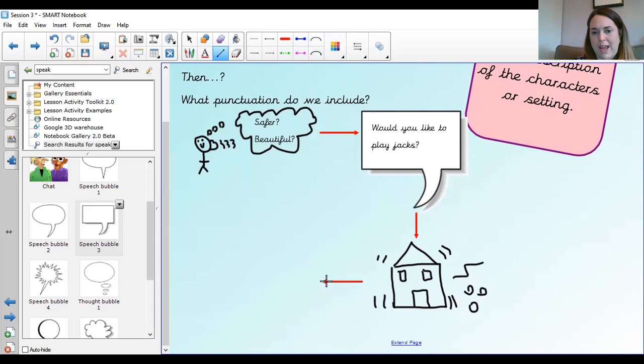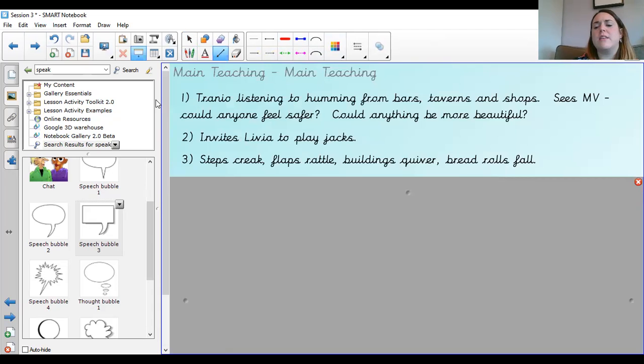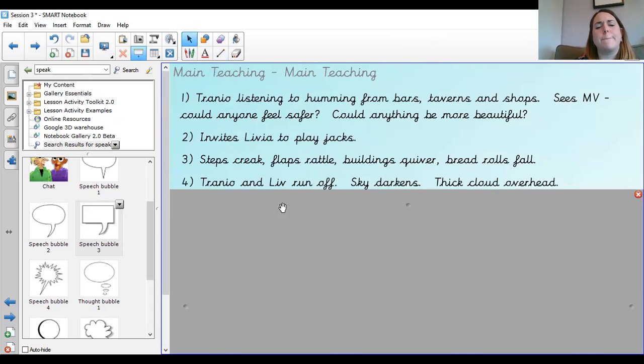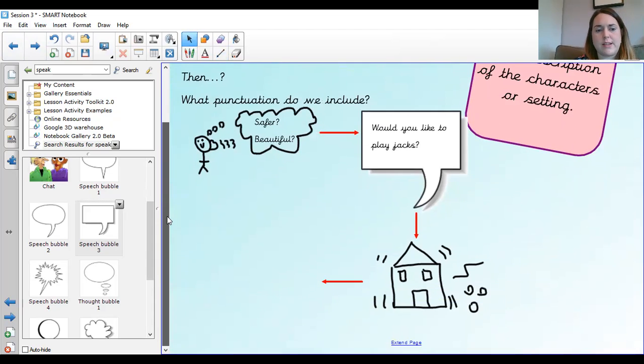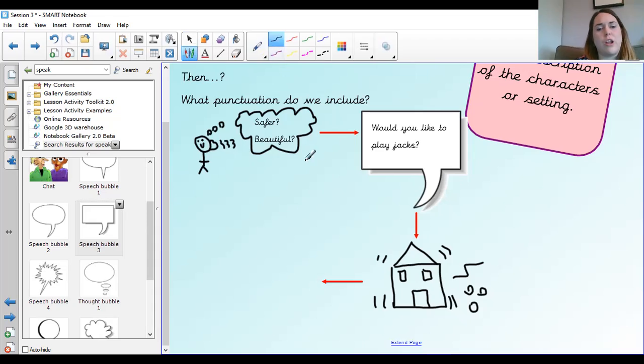I'm now going to draw my arrow for which direction my story map goes next and decide what I'd like to put next. What comes after that? Tranio and Liv run off. The sky darkens and there is thick cloud overhead. Right. They run off. Let me see. What can I draw? I'm going to try and draw 2 people running. Hey, don't laugh at my pictures. There we are.